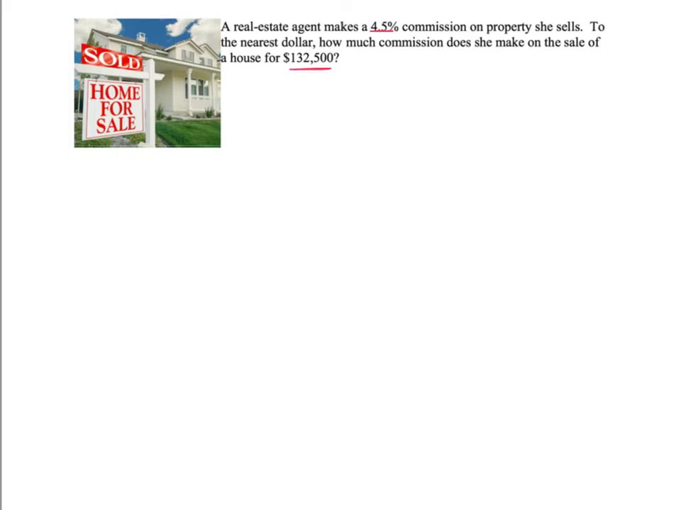In some cases, if I'm dealing with a musician or an artist, instead of a commission, they make what is called a royalty. It works the same way. So how much does she make for selling this house? How much commission does she have in this house? So I'm going to set it up, again, using the equation, percent times whole is equal to part. Just so happens, in this case, the part is her commission.